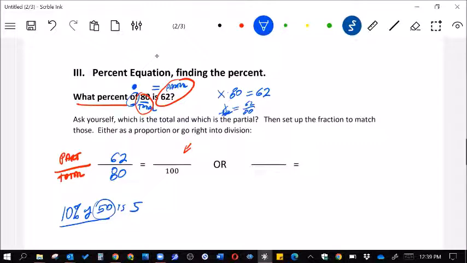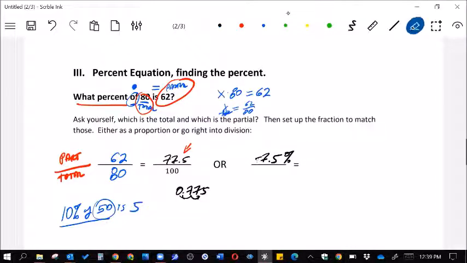Okay, now we need to make it into 100. So if we have 62 over 80, we need to start playing with that. You can put it in a calculator to get the decimal. And if we put it in the calculator, you would have 0.775, and you would move the decimal place over twice, and you get 77.5. So it's 77.5%.